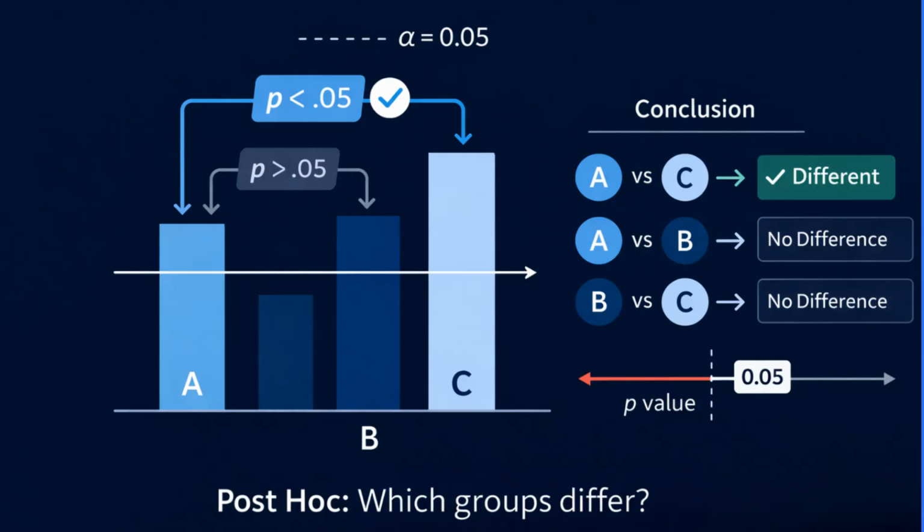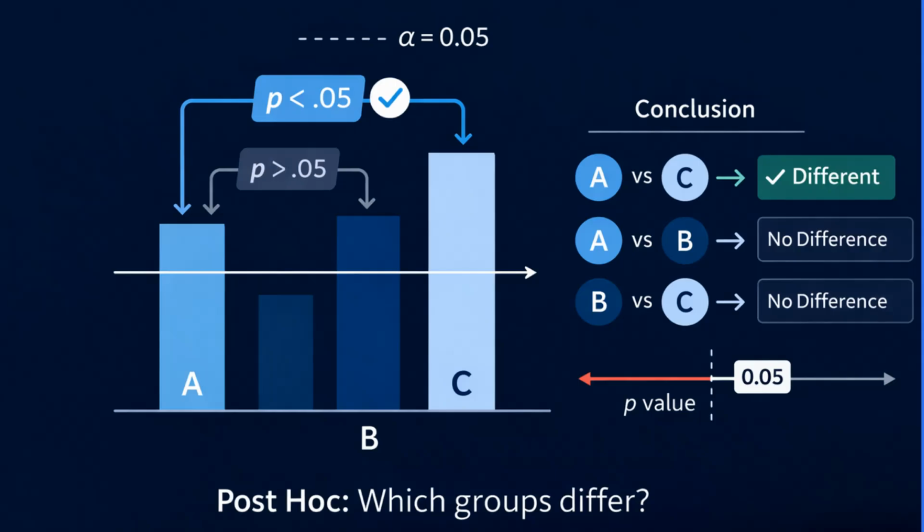The A versus C comparison has a p-value smaller than 0.05. So we conclude that the population mean exam scores differ between method A and method C. The other comparisons have p-values larger than 0.05, so we conclude there is insufficient evidence of differences between A and B, or between B and C.